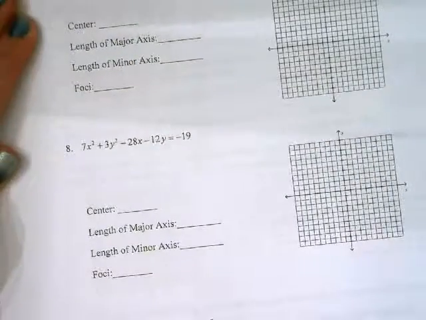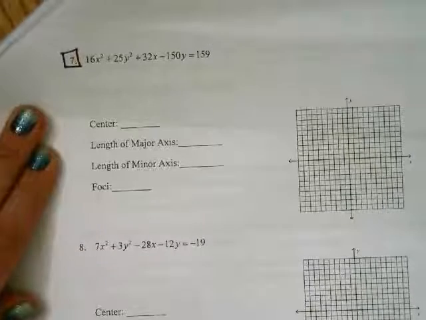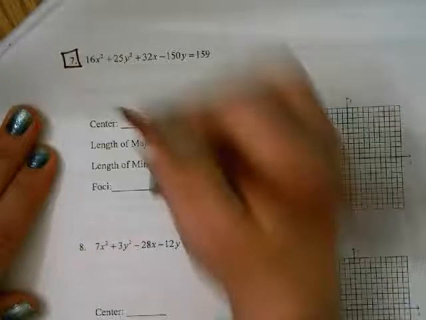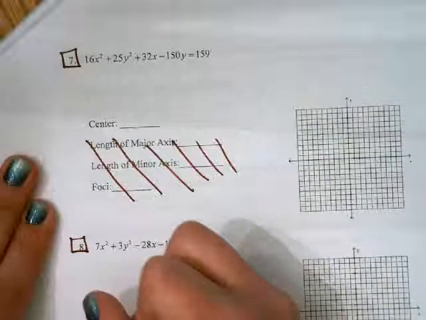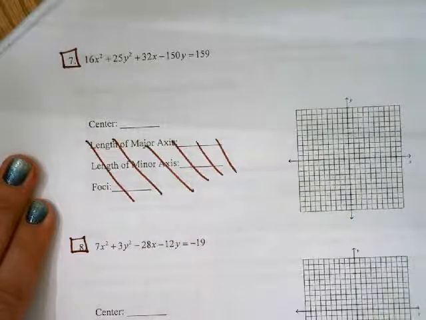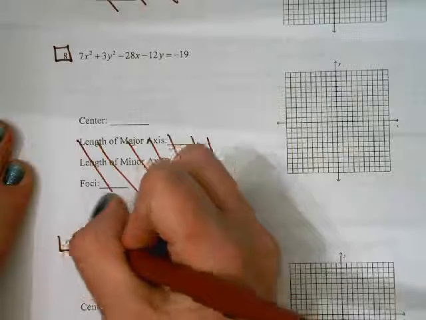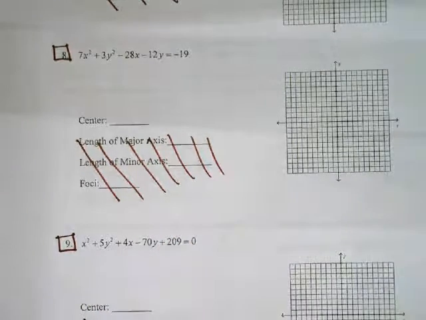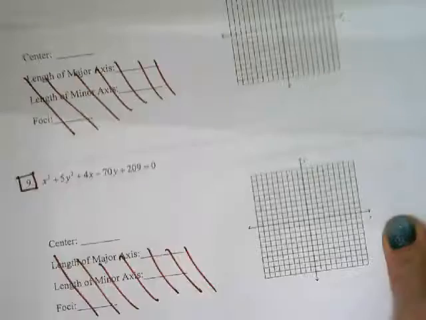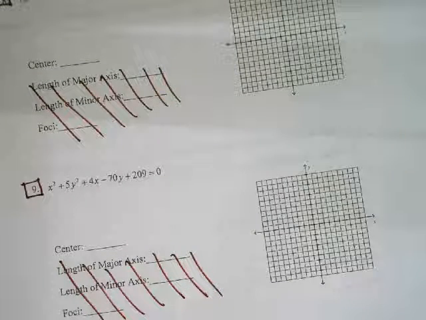Okay, turn the page. Hopefully those ones go fast. 7, you're going to complete the square. Find the center and graph it. 8, complete the square, center and graph it. 9, complete the square, center and graph it. Okay. Questions on ellipses?